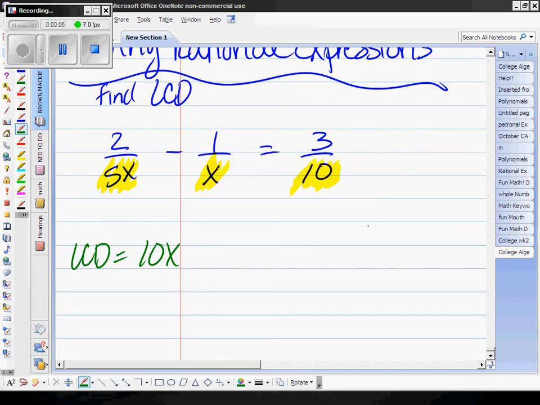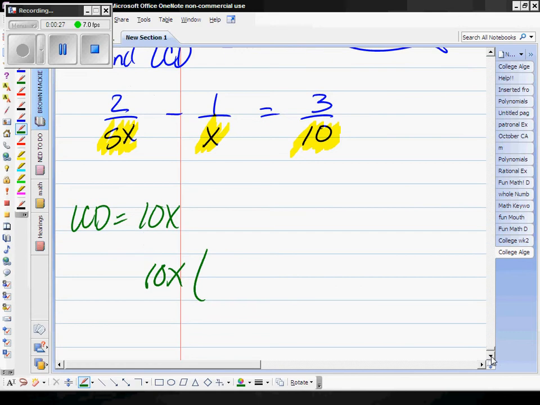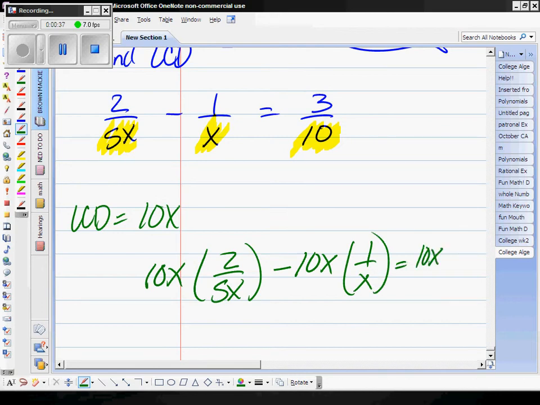Alright, so I found the volume. What we're going to do first is multiply everything by the LCD, okay? So that means we now take 10x and multiply it by 2 over 5x, minus 10x times 1 over x, equals 10x times 3 over 10, right?